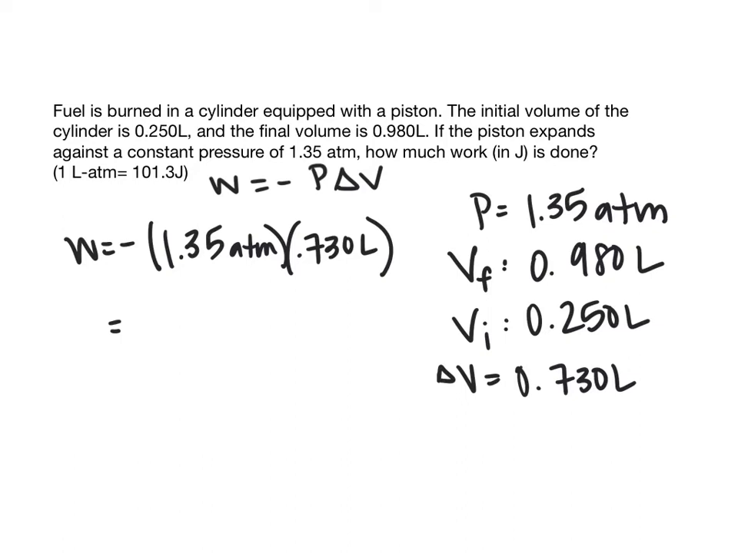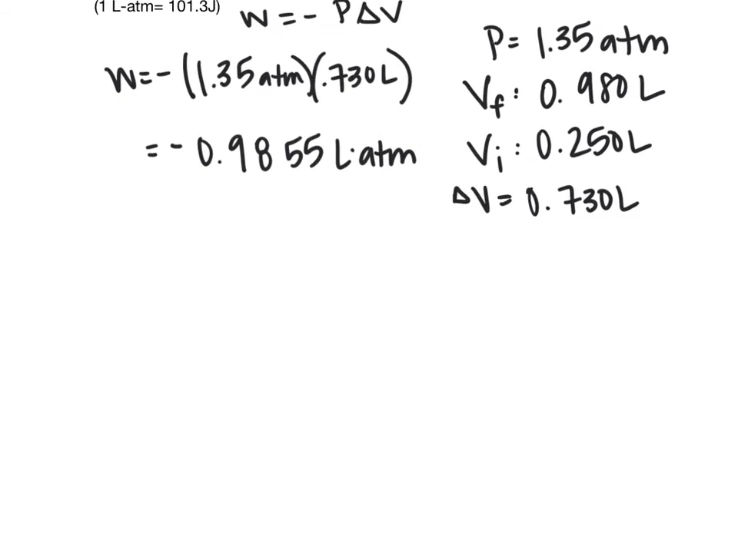So when we plug this into our calculator, you should get negative 0.9855 liter atmospheres. It turns out the question asks how much work is done in joules, so we can use a unit conversion for liter atmospheres. Liter atmospheres isn't what it's asking for, and it's also not typically a work unit.